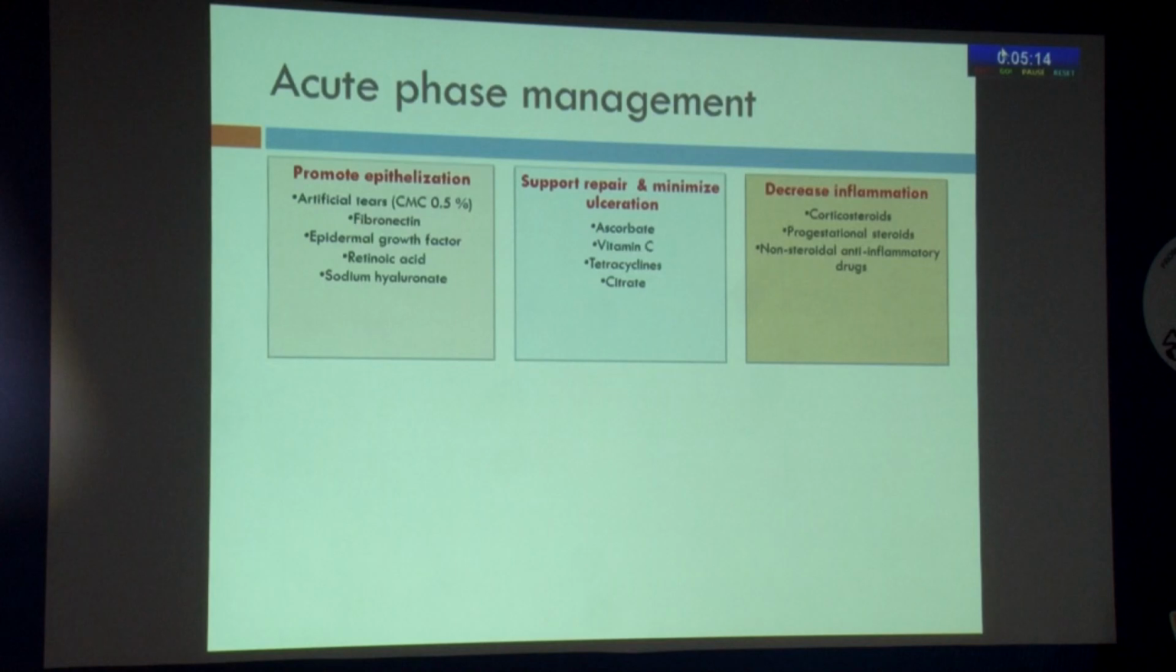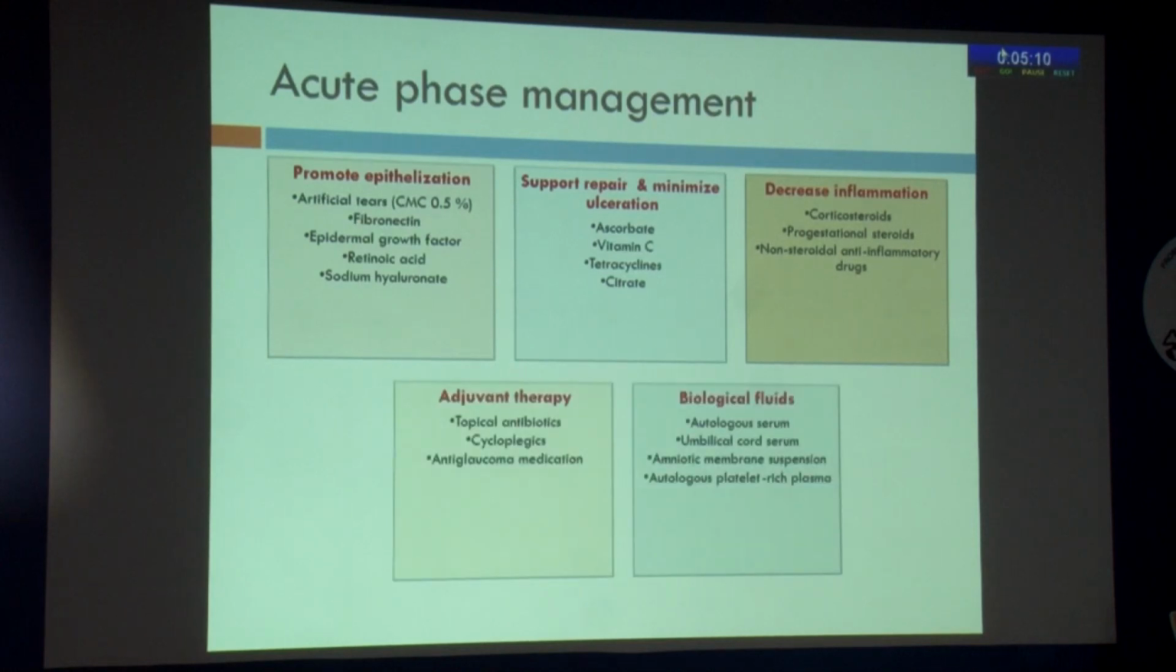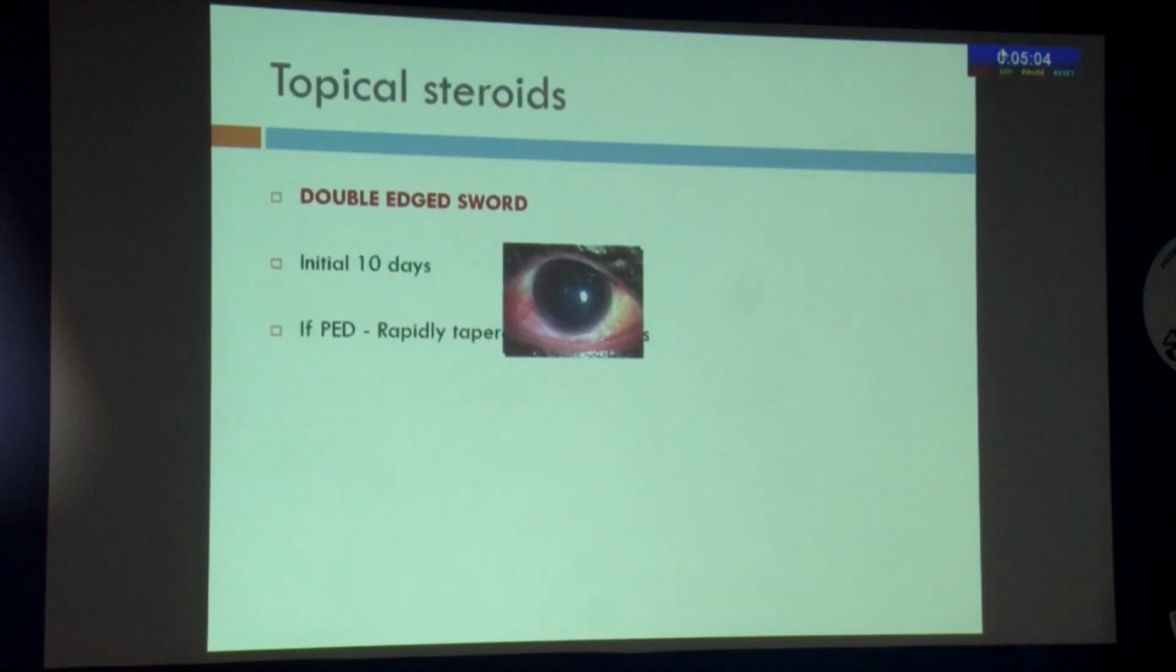Topical steroids are essential in the early phase to reduce inflammation. Topical antibiotics are essential. Autologous serum, umbilical cord serum and AMG are something that can be considered on a case-based scenario. Topical steroid is a double-edged sword.